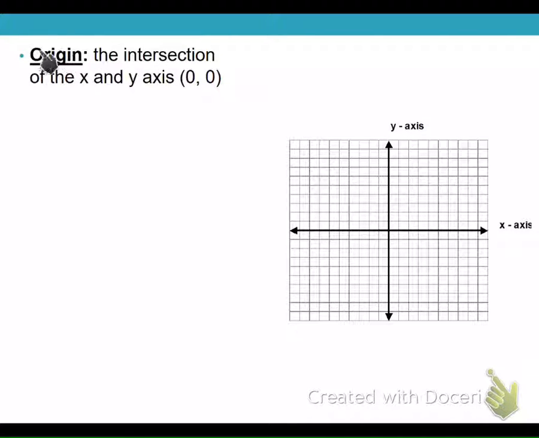Every time we graph, we start at the origin. The origin is the point 0, 0. So there's 0 x value, 0 y value, okay? And it's right there.